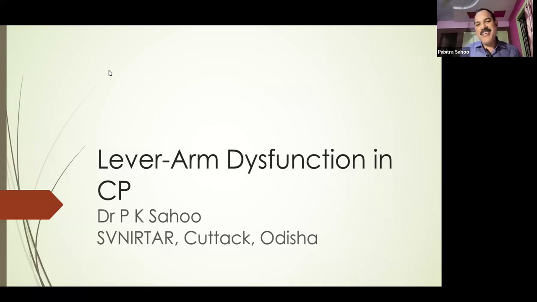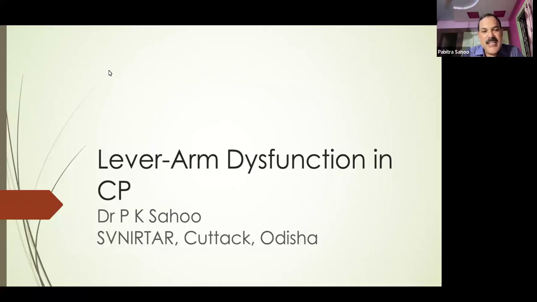So this time it's my turn to present something uncommon, a topic which is less discussed whenever we discuss CP. Most of the time we concentrate on ROM, muscle power, voluntary control, pop angle, all these things. But sometimes behind all this evaluation, the story is a dysfunction in the lever arm. So that we are going to discuss today.